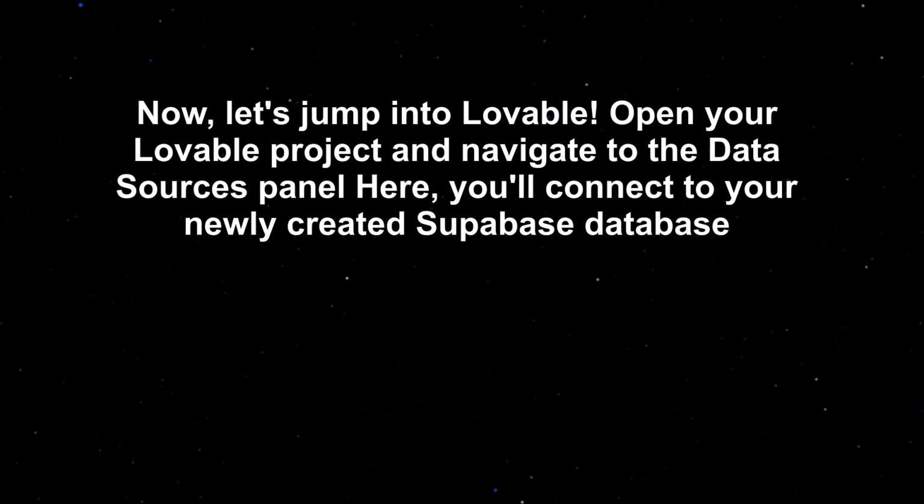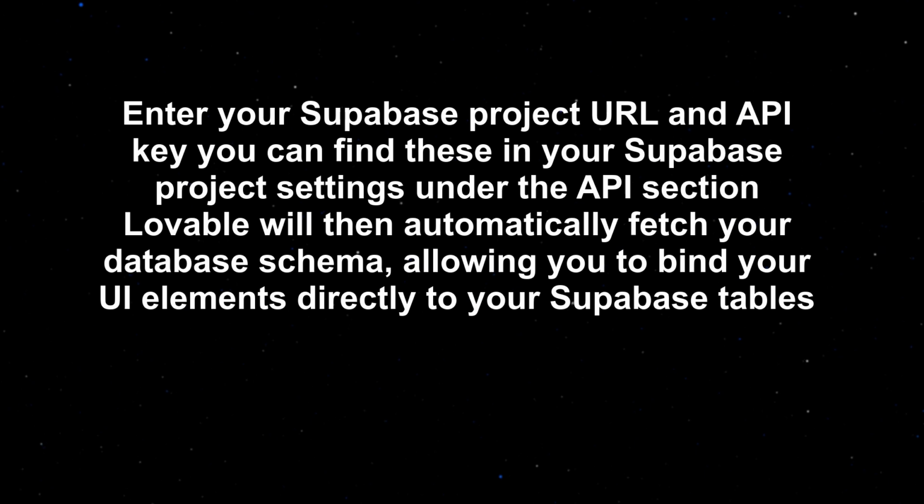Now, let's jump into Lovable. Open your Lovable project and navigate to the Data Sources panel here. You'll connect to your newly created Supabase database. Enter your Supabase project URL and API key. You can find these in your Supabase project settings under the API section. Lovable will then automatically fetch your database schema, allowing you to bind your UI elements directly to your Supabase tables.